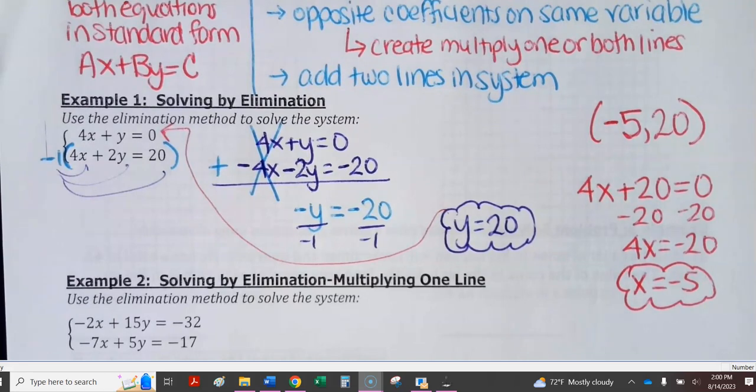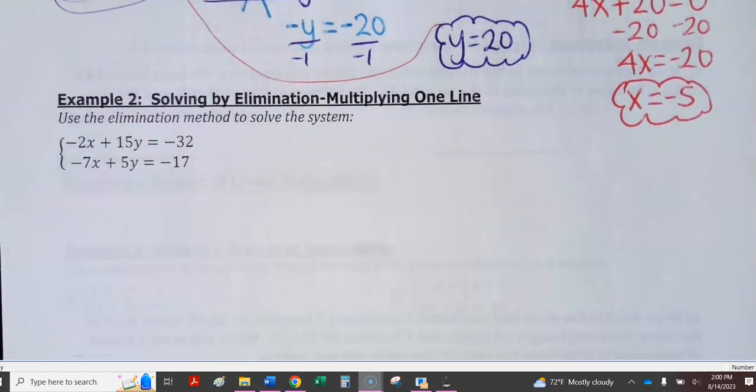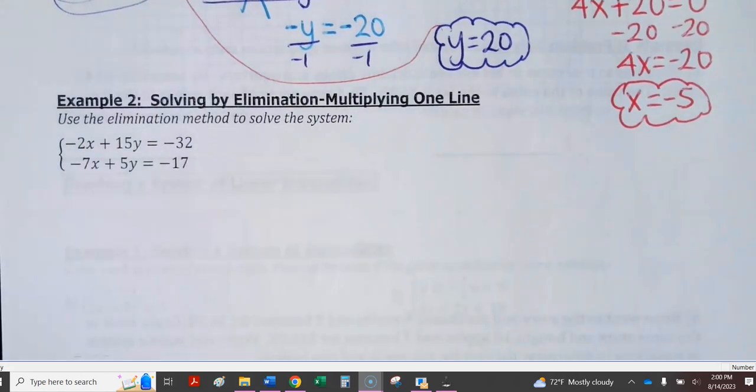All right. Now, you'll notice all these numbers that are my coefficients here. I've got a negative 2, a negative 7, a 15, and a 5. They're all different, so I can't just run a negative through. There are different ways to solve this, but I recommend looking at the two x's. Am I multiplying 2 by anything to get 7? Not unless you want to work with a fraction, and I wouldn't recommend that. Am I multiplying 5 by anything to get 15?